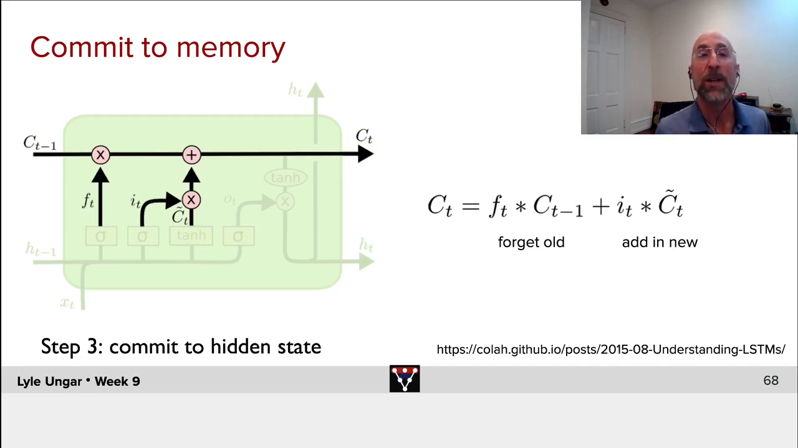Again, note that F, I, and C tilde are all computed as a function of X and H of T minus 1. And note that the star here is pointwise multiplication for each of the elements in this thing, which is sort of like a hidden state. But it's not. We have the hidden state, which we kept, and we have the C, which is our memory, right? So old stuff in memory, new stuff to be added to memory, new memory going out to be sent to the next time step. And of course, we're going to unroll this in time, so this same network will show up over and over again.